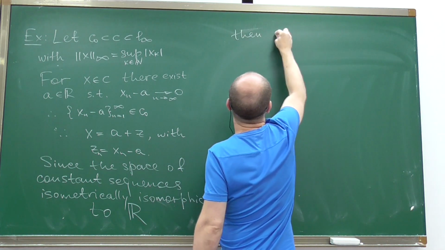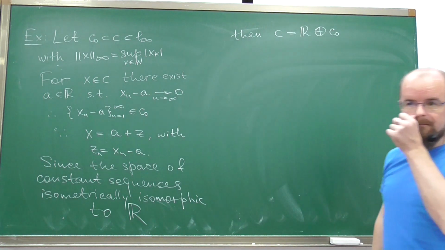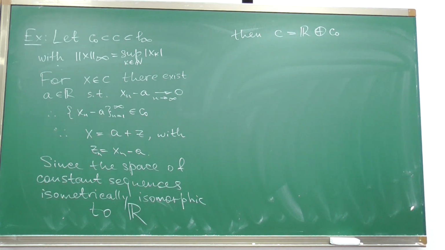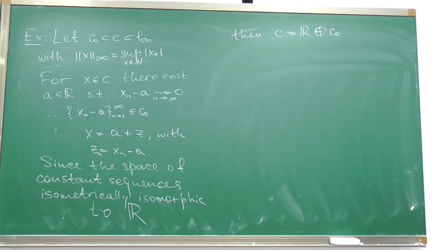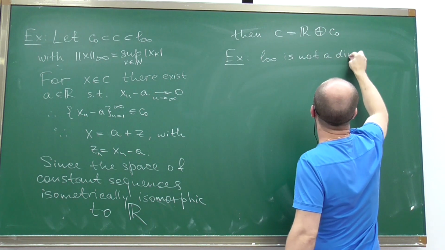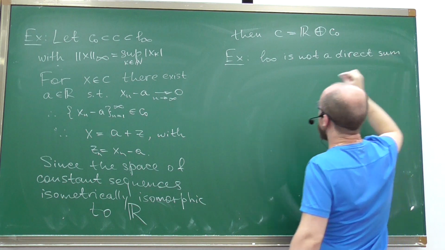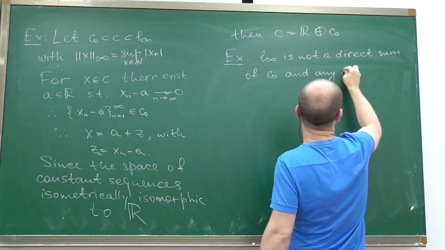Then C equals a direct sum of the real numbers and C0. We agreed several lectures ago that if spaces are isometrically isomorphic, we think of them as being the same. So sometimes it is possible to write a space as a direct sum of two other spaces, even without the inner product. But is it always true? Well, of course it's not. L infinity is not a direct sum of C0 and any other space.